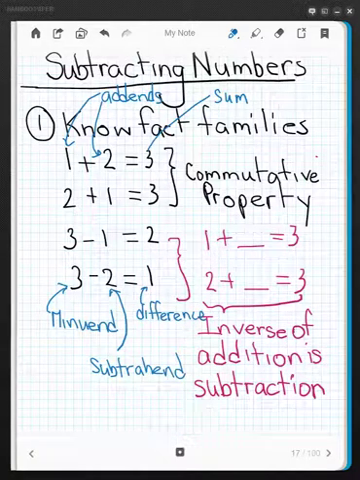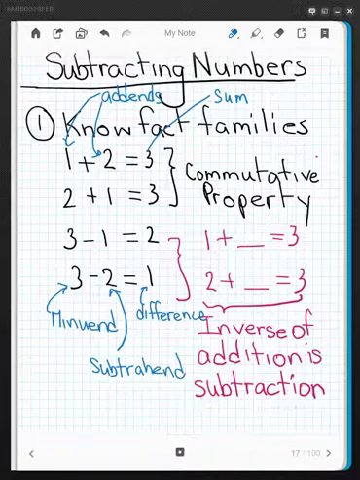This lecture is going to be about subtracting numbers. So subtracting numbers, just like adding numbers, you need to know your fact families. So I'm just going to give you a little idea of what I mean by a fact family. This is a relatively new term, so some of you might not have ever heard this before.